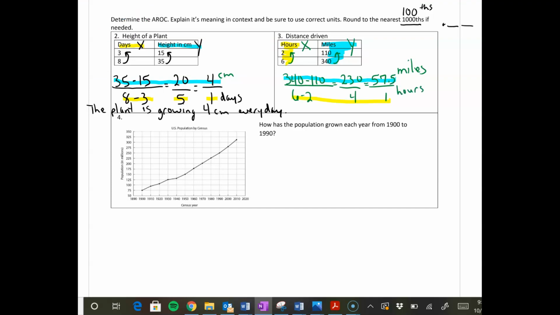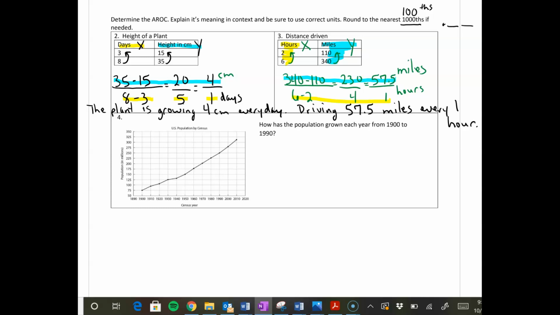And now I can see how I'm changing over time in my car, for instance, if I'm driving. So you are, let's say, driving 57.5 miles every, I'm going to run out of room, hour. And that's it. Or I could say every 1 hour, I'm driving 57.5 miles. And this would then, for instance, be my average speed.